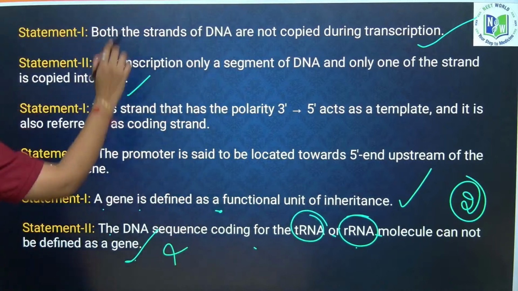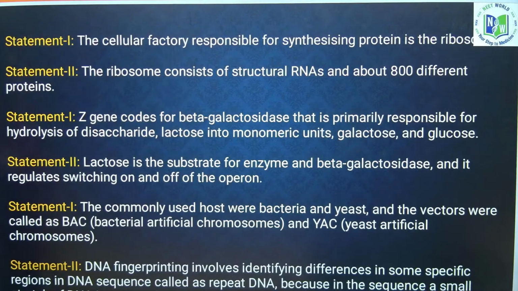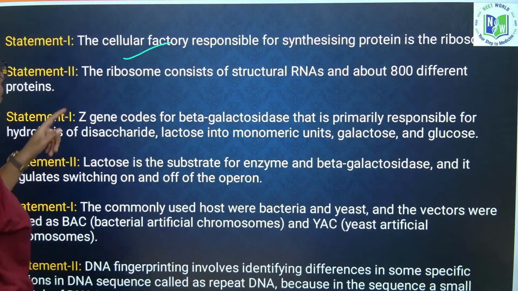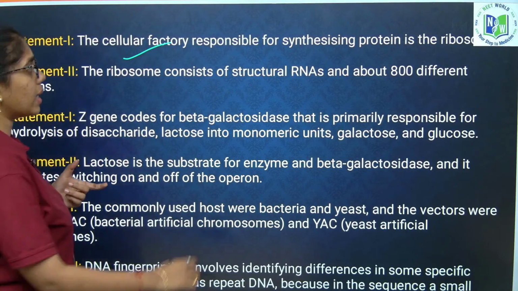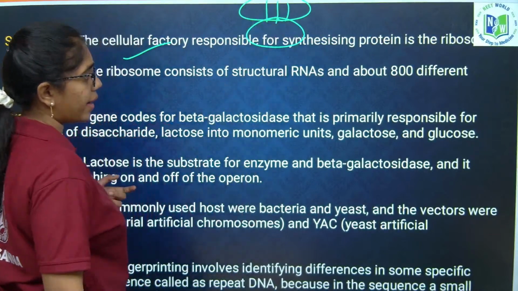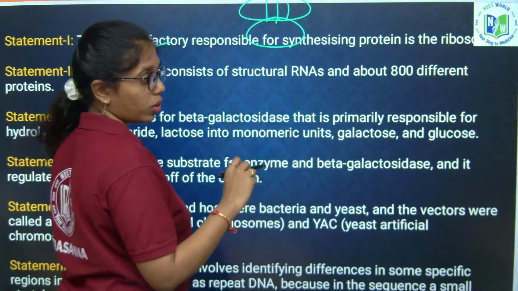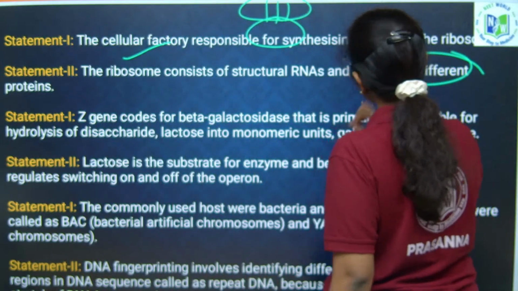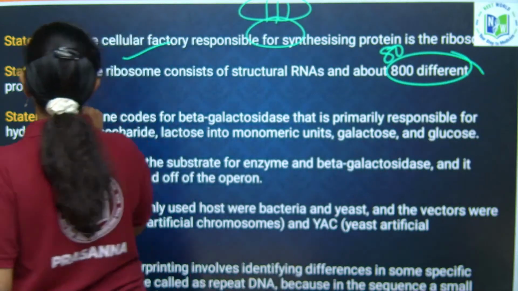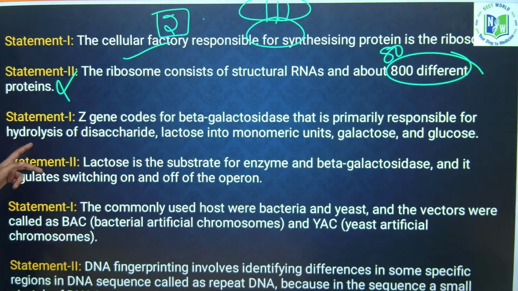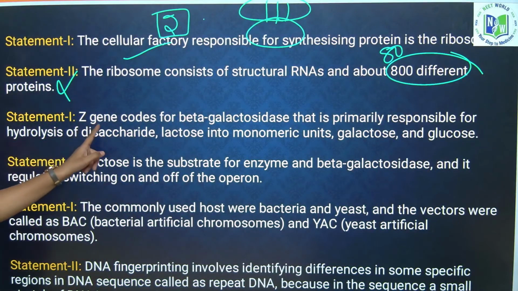Clear? Next. The cellular factory responsible for synthesizing protein is the ribosome. Correct. The ribosome consists of 2 subunits and many structural RNAs. About 800 different proteins, he is saying, which is wrong. Approximately it can have around 80 different proteins. So statement 1 is true, 2 is false. You have to choose which option? Option 2. Look into this question.